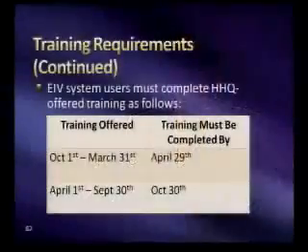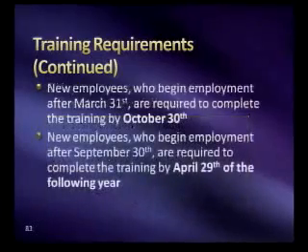Moving right along, training requirements. Notice here, training offered between October 1st and March 31st must be completed by April 29th. Training that's offered April 1st through September 30th has to be completed by October 30th or a date later as specified by HUD. New employees who begin employment after March 31st have until October 30th to complete the training.